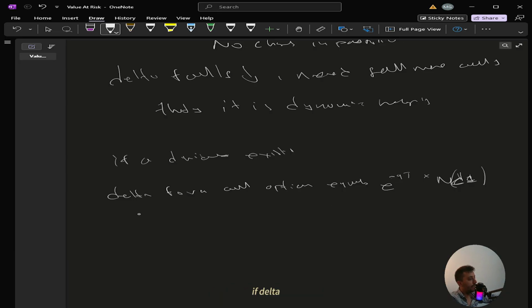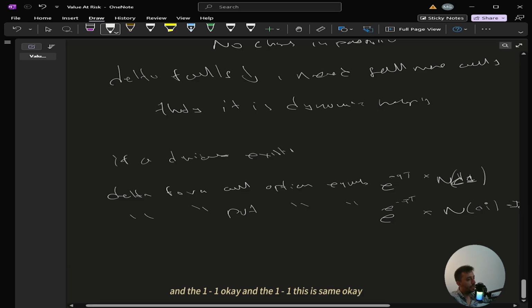The delta for a put option equals, with just a little change, e to the power of minus QT times N(d1) minus 1. Okay, N(d1) minus 1. This is the put cumulative normal distribution formula.